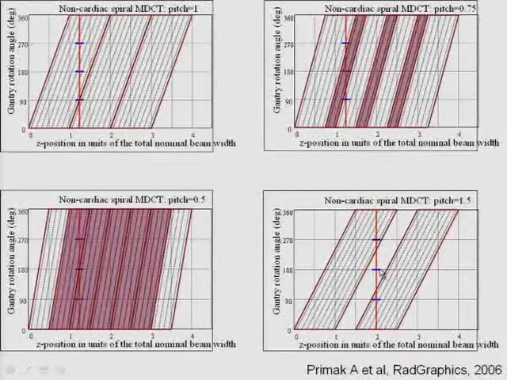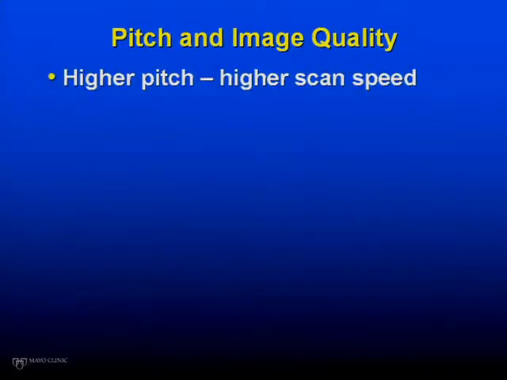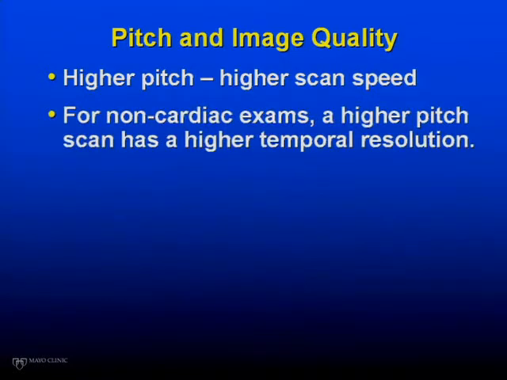And when the helical pitch is greater than 1, there is some gap in between. So some type of interpolation has to be used to fill those gaps, and this is the origin of some of the helical artifacts. So pitch has a very important impact on the image quality, and with higher pitch, you can get a higher scanning speed. And this is actually beneficial for some of the non-cardiac exams.